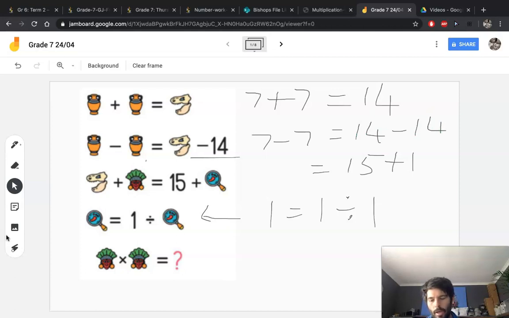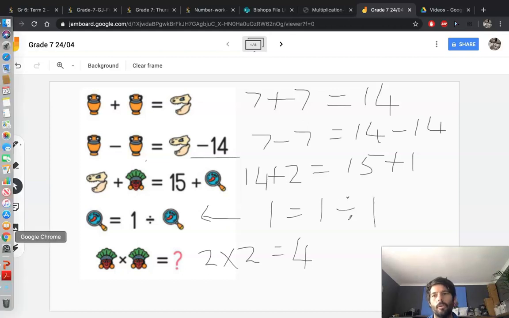Then I must have 14 add 2 to get to 16. And then my question at the bottom is 2 multiplied by 2, which equals 4. I hope you guys worked through that one, and remember, it's really good if you work through it using a trial and error method. The number might not work, but it's great if you went back and kept trying to solve it instead of giving up. So good on you, well done.